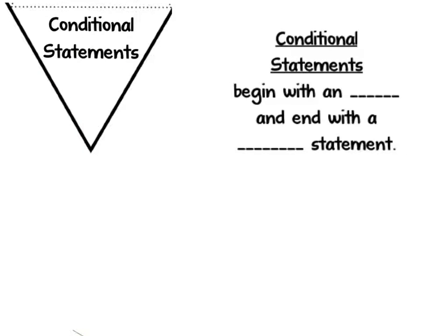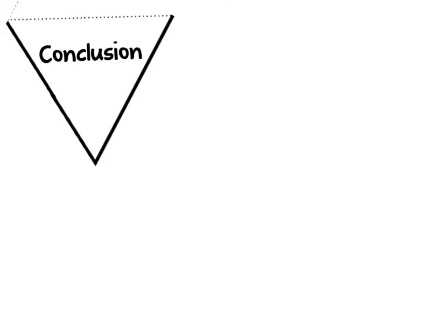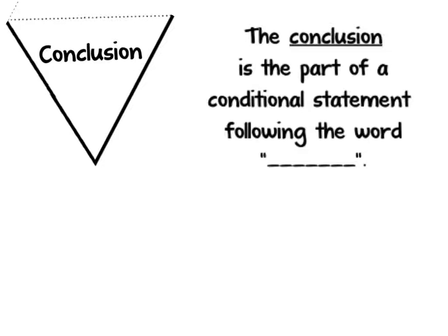And if you'll look at these sets of notes, we'll define what a conditional statement is. First of all, it begins with an if and ends with a then statement. And that's what a conditional statement is. Each of these components have titles. The hypothesis is the part of a conditional statement following the word if. And in like manner, the conclusion is the part of the conditional statement following the word then.